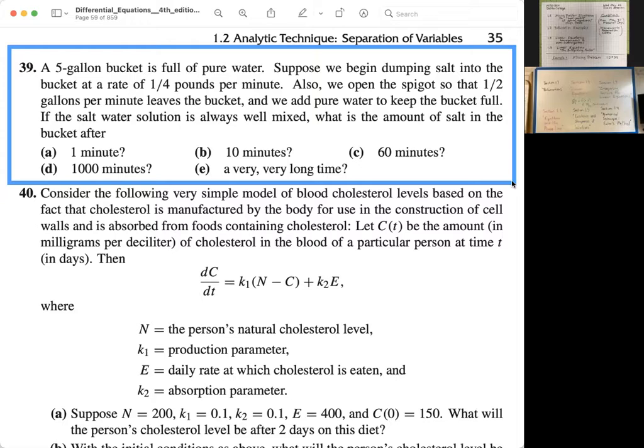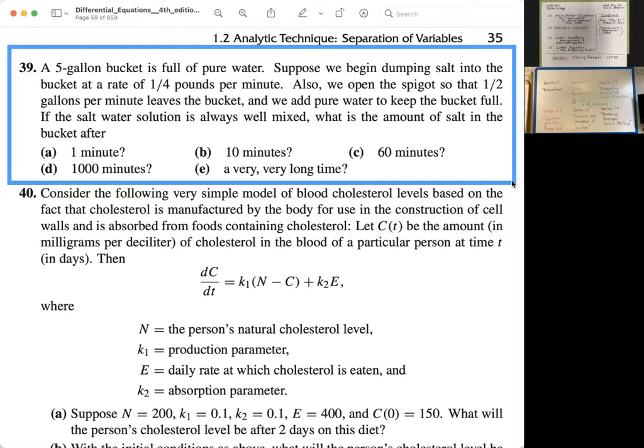And look at the choices: 1 minute, 10 minutes, 60 minutes. That sounds normal. Then you get these suspicious choices, 1,000 minutes. And then part E, the authors seem to be joking: a very, very long time. So something is up here. There's a deep concept that they want you to absorb, that somehow the difference between 10 minutes and a very, very long time is not so different as it might seem.